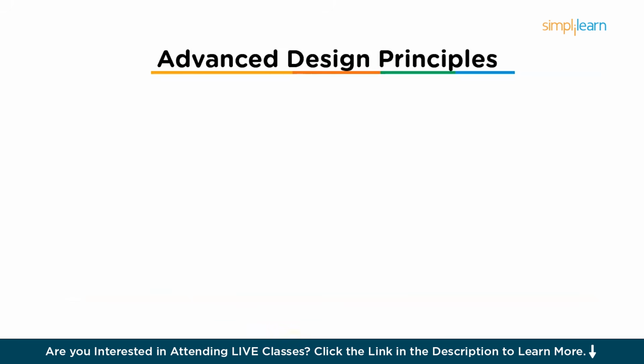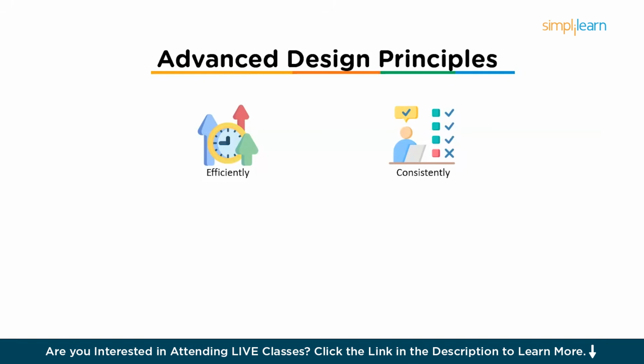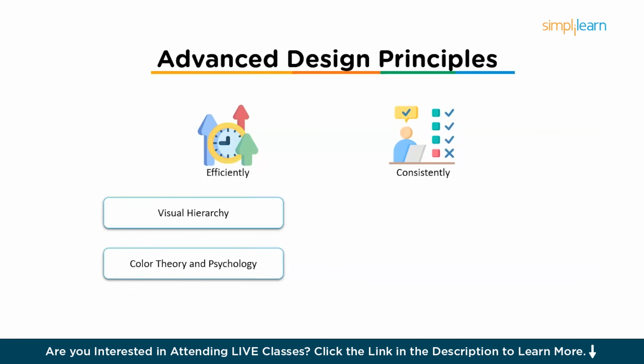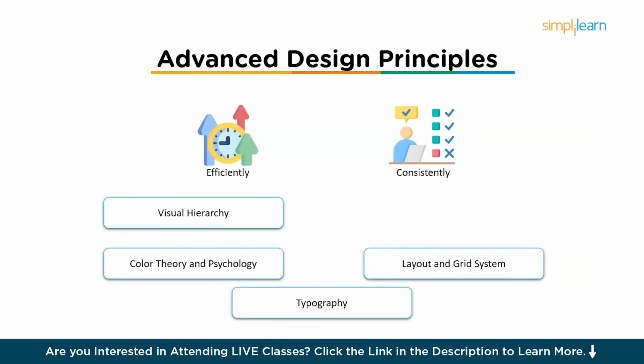So graphic design is built on a set of principles that help designers to create clear, compelling, and aesthetically pleasing visuals. With the rise of AI tools, designers can now apply these principles more efficiently and consistently. So let's break down some advanced design principles. The first is visual hierarchy. Secondly, color theory and psychology. Then comes typography. Then comes layout and grid systems and consistency in branding, and explore how AI enhances each one.